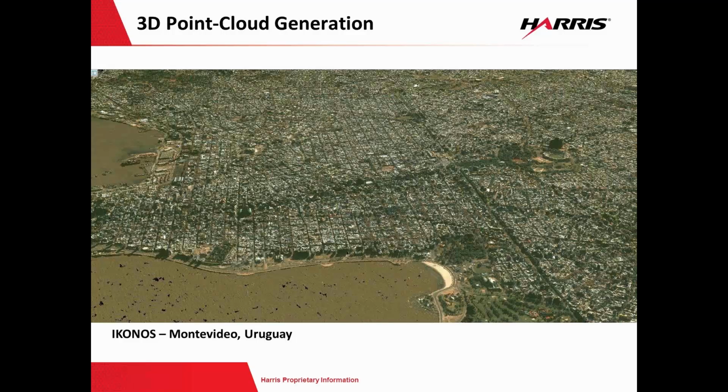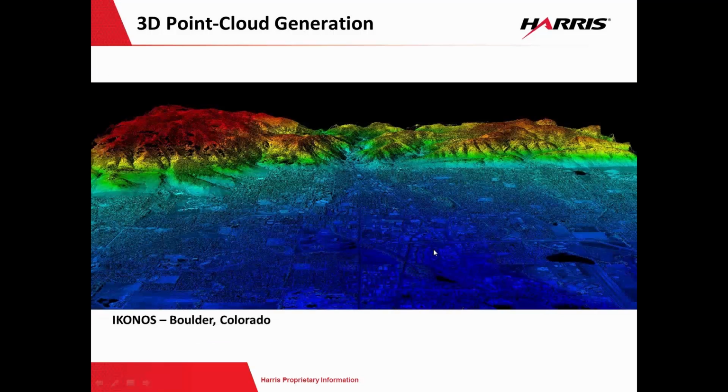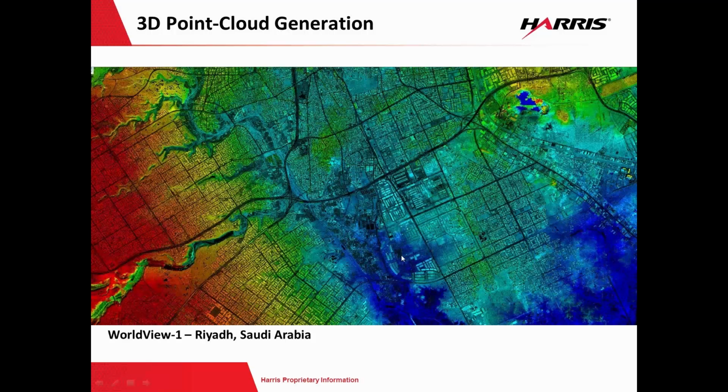They came up with some really beautiful point clouds from multispectral and panchromatic imagery. And while I'm on that topic, I might as well mention that the higher the resolution of the imagery that you have, the higher the resolution of your point cloud. So if you have imagery from a Pleiades sensor or WorldView-3, and you've got that panchromatic band, that's going to give you the highest resolution result when you're generating a point cloud. Here's a beautiful scene over our hometown out in Boulder, Colorado. And one last one of WorldView-1 over Saudi Arabia.